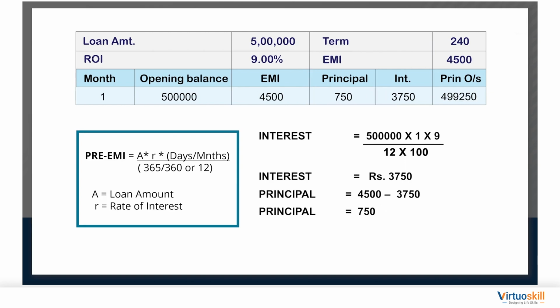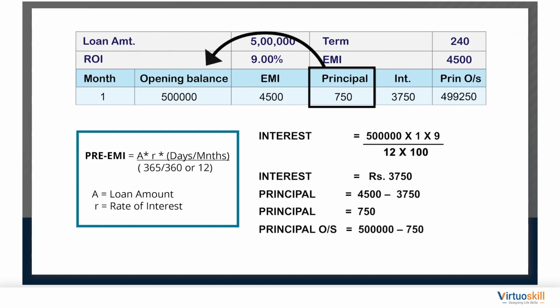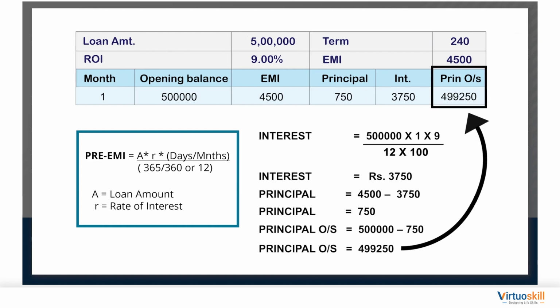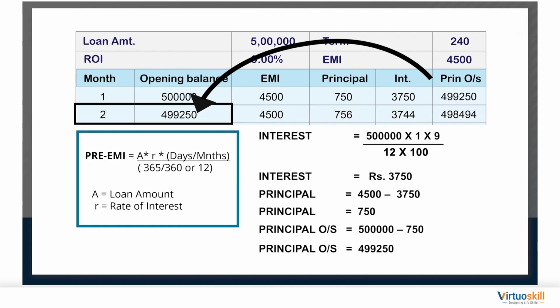Now, we need to find the principal outstanding at the end of the first month. So, we need to deduct Rs 750 paid as a principal component of EMI from the opening balance amount of Rs 5 lakhs. The principal outstanding works out to Rs 4,99,250. Remember, the principal outstanding at the end of the first month will be the opening balance in the second month.